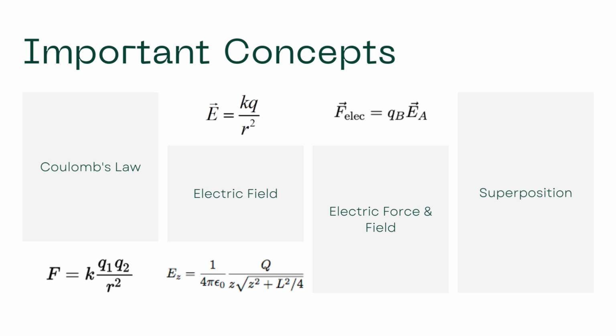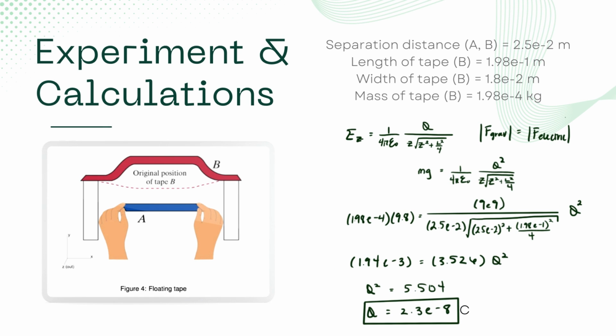In this case, the electric force on tape B due to tape A is given by the formula. The electric force is equal to the product of the charge of tape B and the electric field of tape A. On the left of this slide is a diagram of the setup of the experiment.